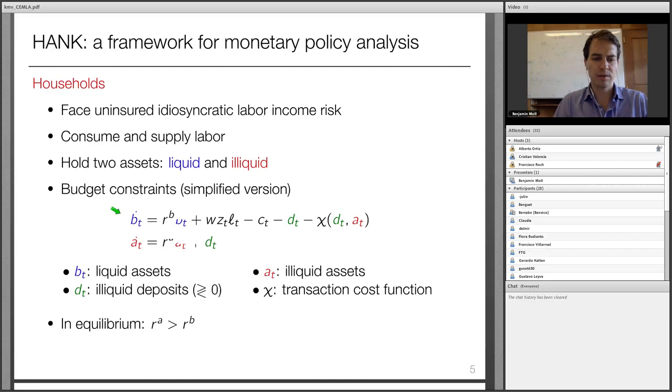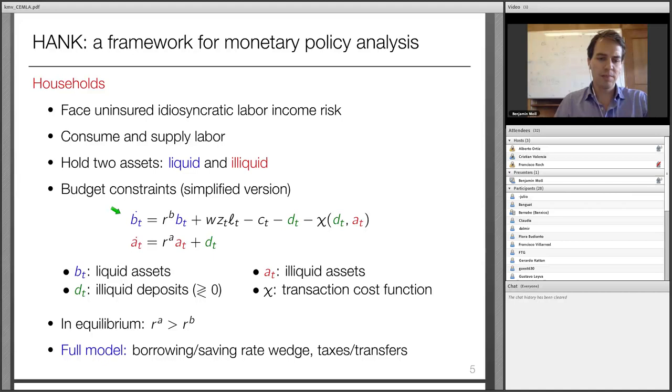Okay, so the full model is a little bit more complicated. There are two main things. The first is that there's a wedge between borrowing and saving rates in the liquid assets, so there's an r_b minus and an r_b plus if you want. That's actually going to be important because it gives us a point mass of people with zero liquid wealth, which is something we see in the data, and that's important. The second thing is that there are going to be some taxes and transfers, just because we're interested in the fiscal response to monetary policy, as I said in the introduction.